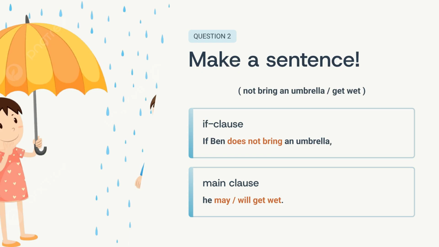Look at question 2. Make a sentence. Using the clue words not bring an umbrella and get wet, what is our sentence? The if clause is if Ben does not bring an umbrella. The main clause is he may get wet or he will get wet. Putting them together, our complete sentence is, if Ben does not bring an umbrella, he may get wet.